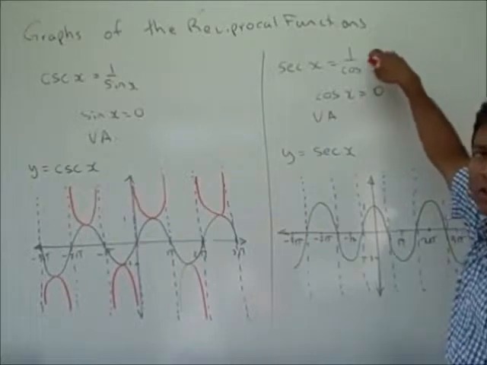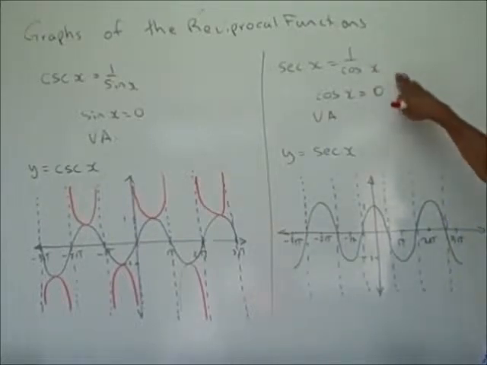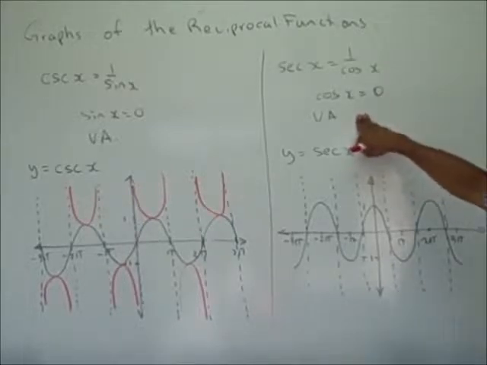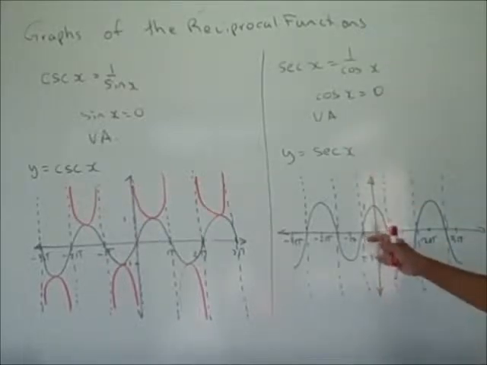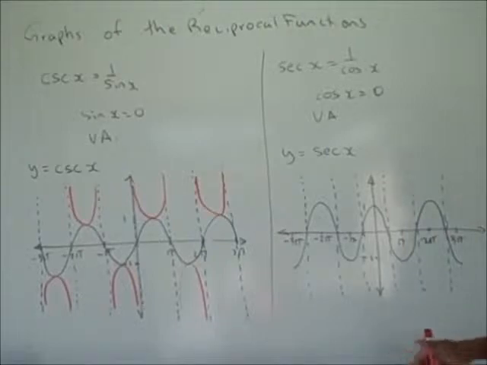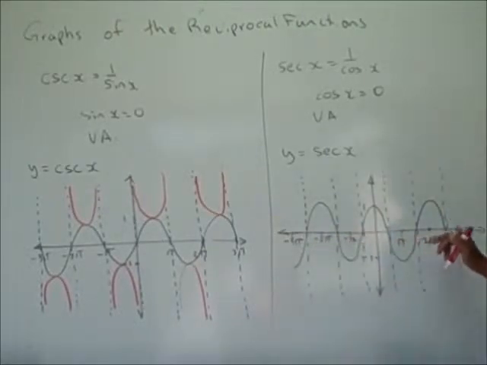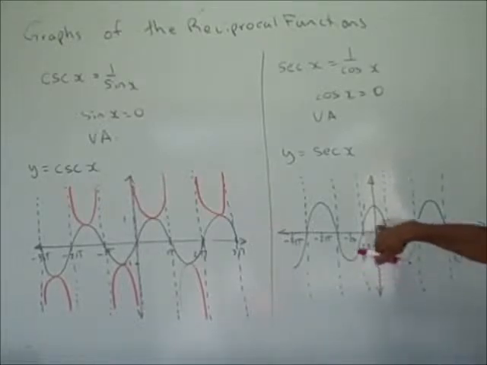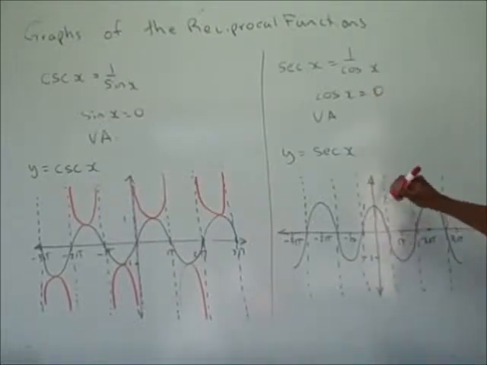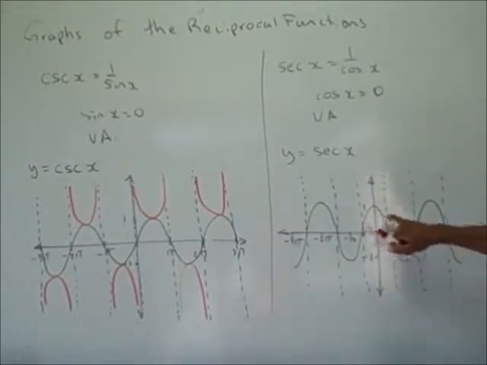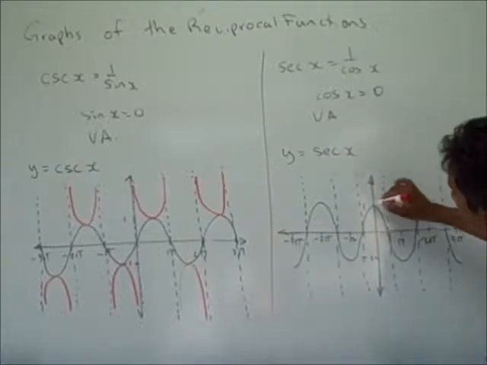For the secant function, we know secant is equal to 1 over cosine. So whenever cosine is equal to 0, we're going to have a vertical asymptote also. We have cosine equal to 0 at pi over 2, 3 pi over 2, 5 pi over 2, and so on. So at these points, we will have vertical asymptotes. We know that the cosine of 0 is 1, so the inverse of 1 will be 1. And as the cosine gets smaller, the inverse of that will become larger.